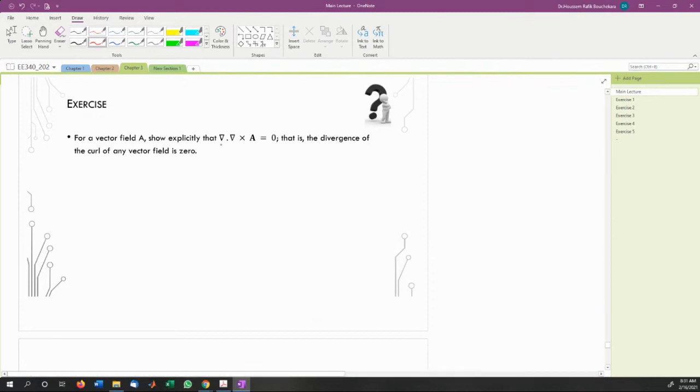There is another example. Show that the divergence of the curl of A is equal to 0. Divergence of the rotational of a vector is equal to 0.